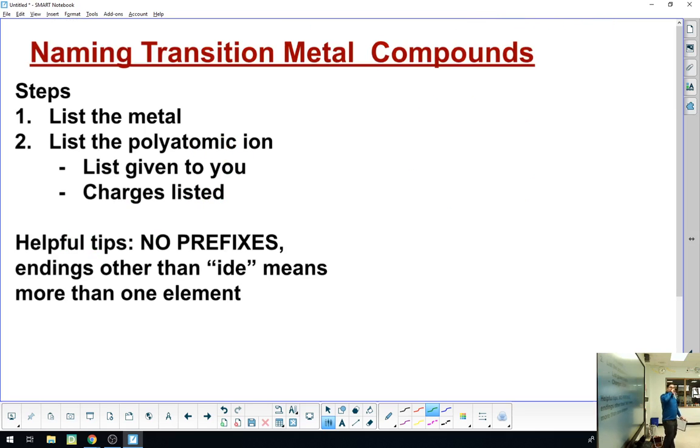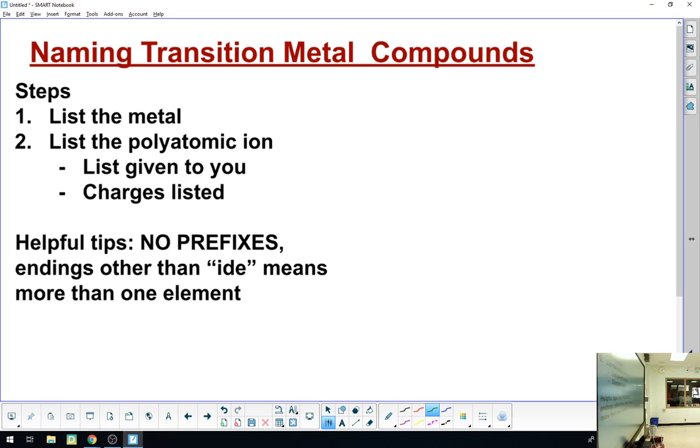All right. We got through polyatomics, using your list to name them. Make sure you pay attention to charges. Let's now do transition metals. We did this in our lab last week, but now let's put some nuts and bolts and a little bit of explanation to it.